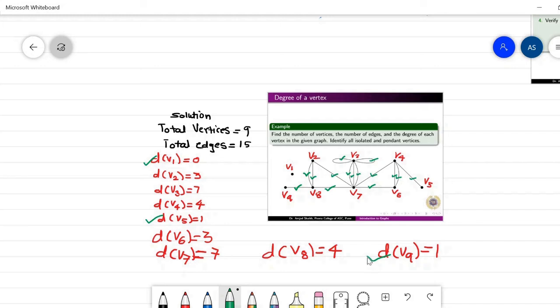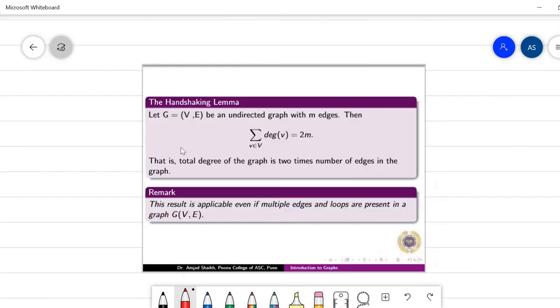Now let's move on to the next important topic, that is the handshaking lemma. The handshaking lemma states that in a graph G(V, E), which is an undirected graph, so we have a directed graph also, in which every edge has some direction, that we are going to see in the next video. So let G(V, E) be an undirected graph with m edges. The total degree of the vertices in a graph G is equal to twice the number of edges. This is always an even number, that is, the total degree of a graph is 2 times the number of edges in the graph. The result is applicable even if multiple edges and loops are present in a graph.